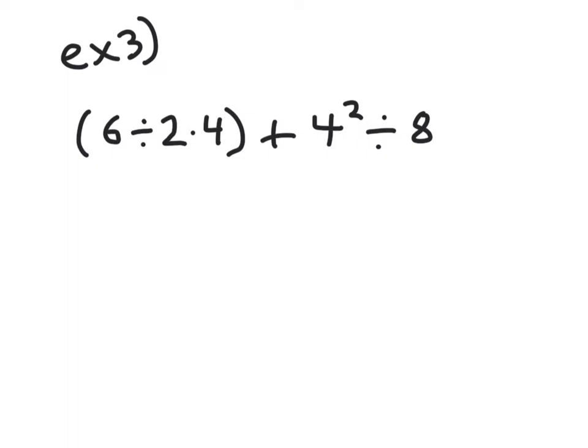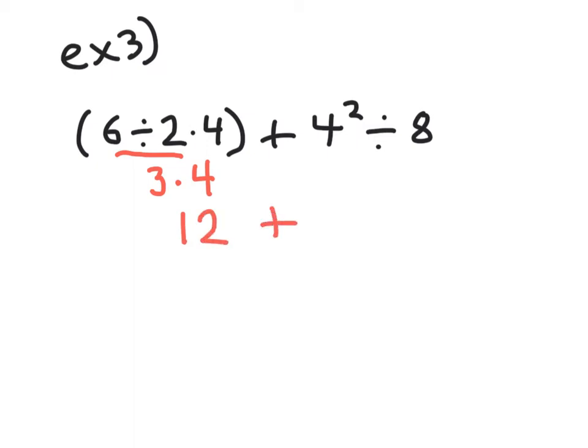Okay, now for those of you who didn't pause the video, the first thing we're going to do is the parenthesis. And inside the parenthesis we have a division and a multiplication. What would you do first? That's right, you do division. 6 divided by 2, that's 3. And then 3 times 4, that's going to simplify to make 12 in that parenthesis.